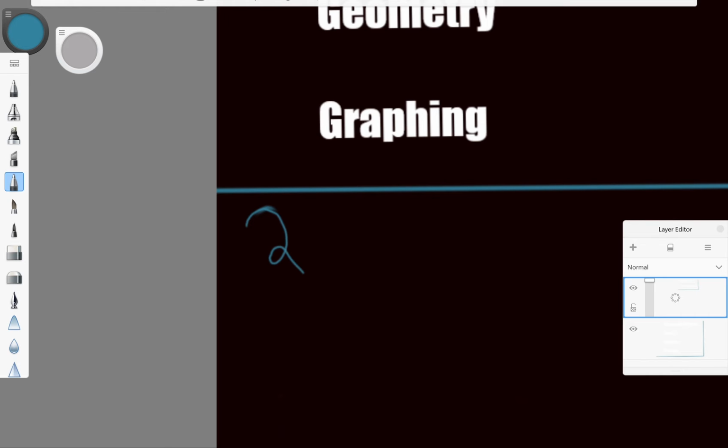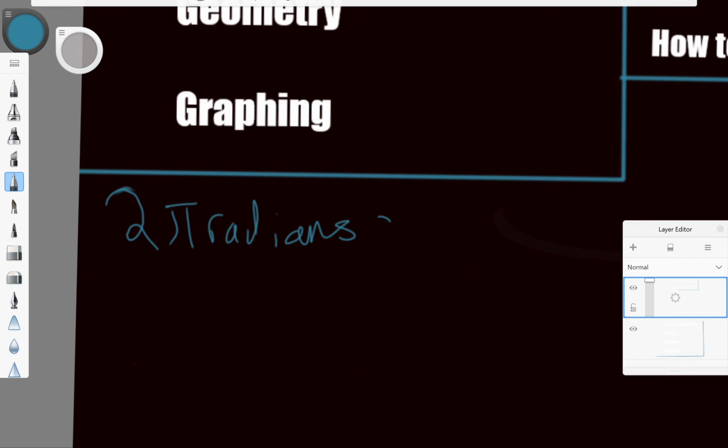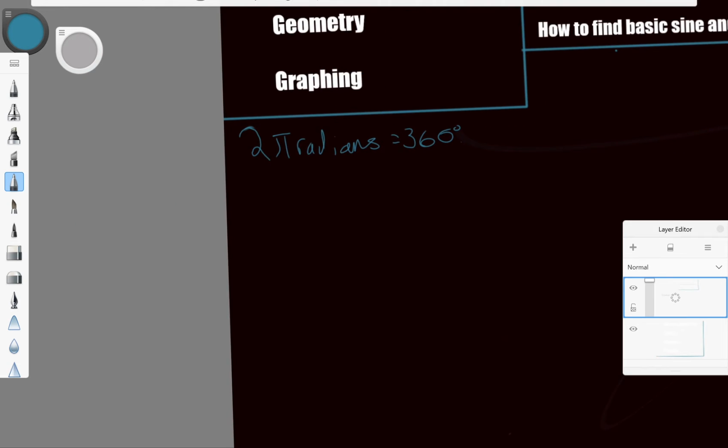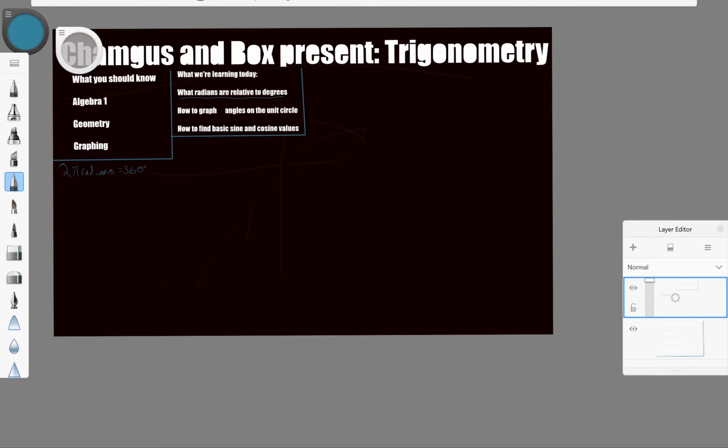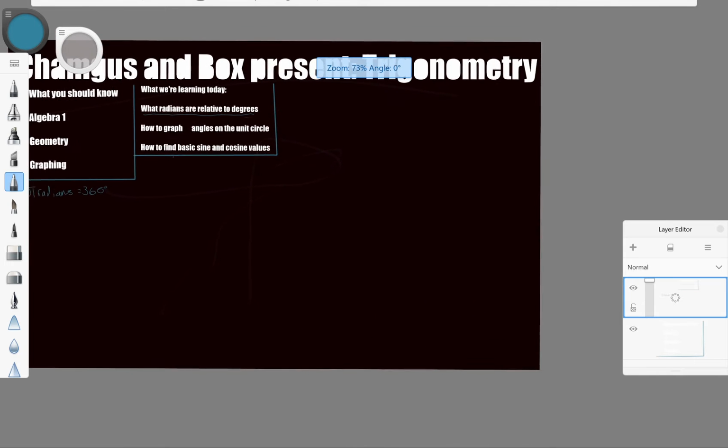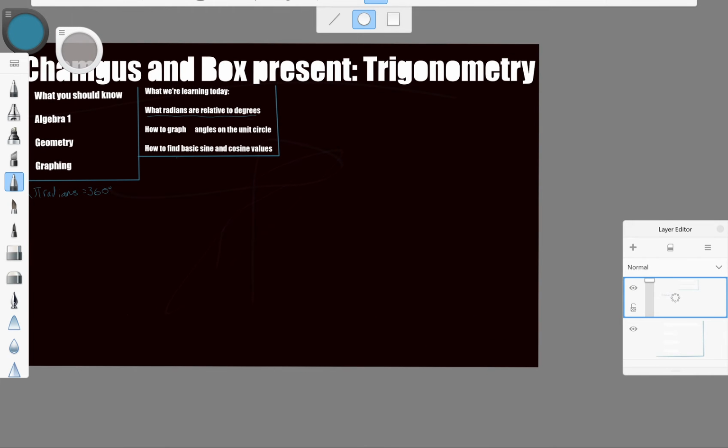So let's start with a very basic principle. It's called 2 pi radians. 2 pi radians are equal to 360 degrees. Okay? Pretty simple right now.